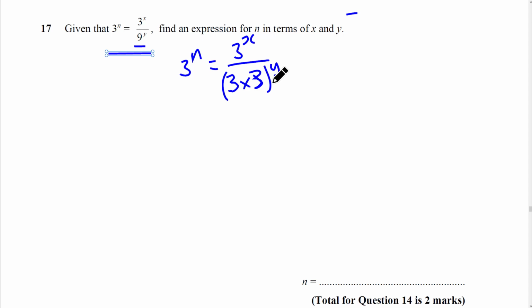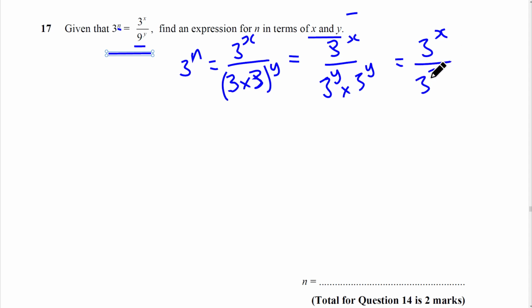So hopefully you can see what's happening here. I think explaining it like this is going to make sense to you. And it's in terms of x and y, so n we've got to write in terms of x and y. This is going to be 3 to the y times 3 to the y. This is the same thing. Now, can you see what happens here? We add these powers when we multiply. That's going to be 3 to the x, and we add the powers, so that's going to be 3 to the 2y.